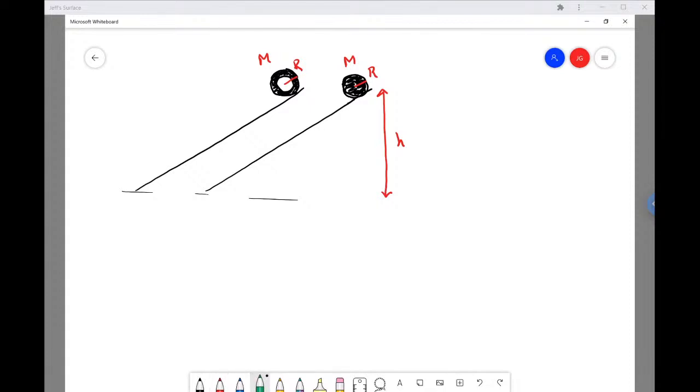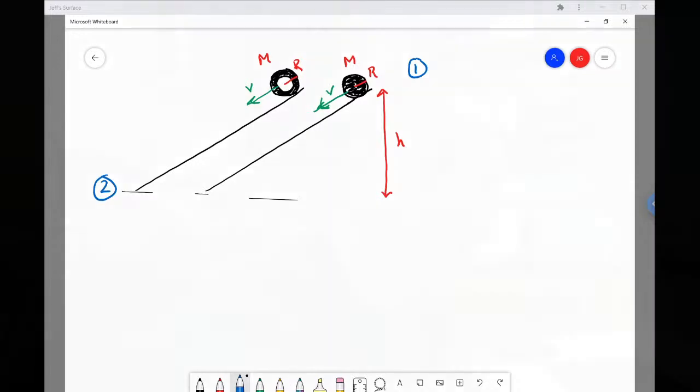Now as these things start rolling, they start from rest, but they're going to start picking up speed as they roll down the hill. We can think about these two moments in time as 1 and 2 for each of these objects. The starting position at the top of the hill is position 1. The ending position at the bottom of the hill is position 2. We're going to assume that mechanical energy is conserved. There are no non-conservative forces like friction or air drag acting on these systems. And we're going to set up an energy balance equation, so the energy these objects start with is equal to the energy they end with at the bottom of the hill.